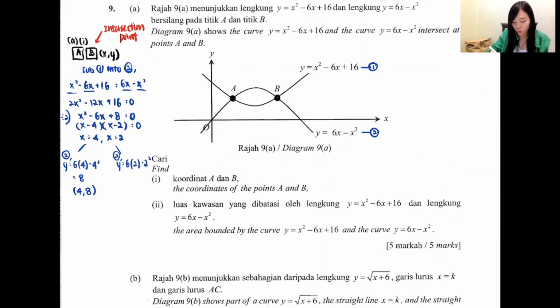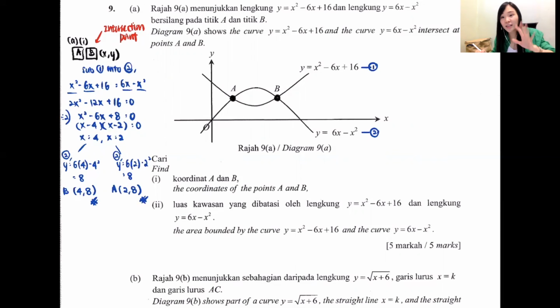I think I get the first coordinate. Another one, 6(2) minus 4, I get 8 also. Isn't it? Second coordinate will be 2, 8. So guys, I get 2 answers. Please don't simply put 1A, 1B. No, my dear. Look carefully. The A is in front of the B based on the x-axis view. So isn't it the point A should be 2, 8. The point B should be 4, 8.